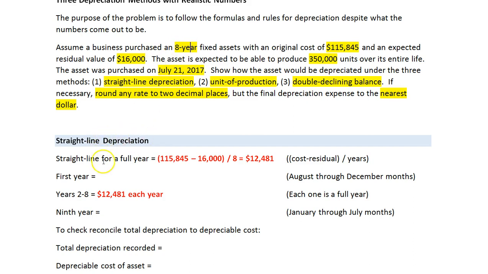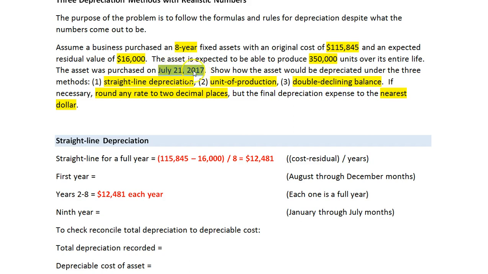For the first year of depreciation, we need to figure out how many months we're dealing with, right? So we bought it in July. We're going to round this to the end of July. So we're not going to get into the days. Like I said, depreciation is based on estimates, so we're going to round any month to the nearest month end or beginning. This is going to round to July 31st.